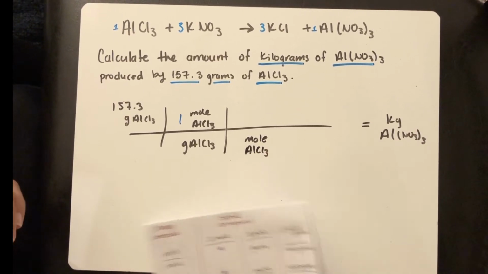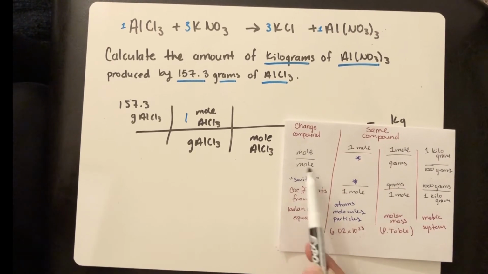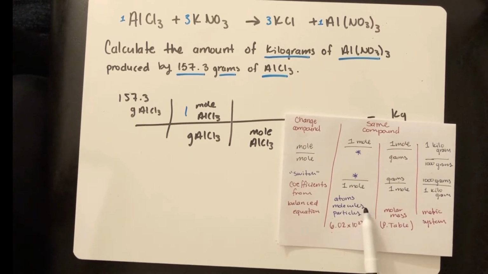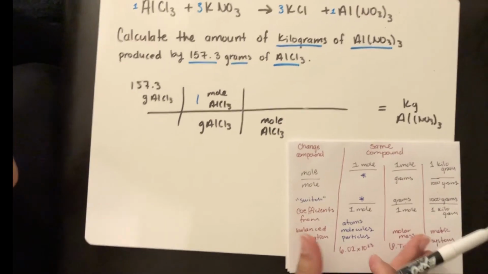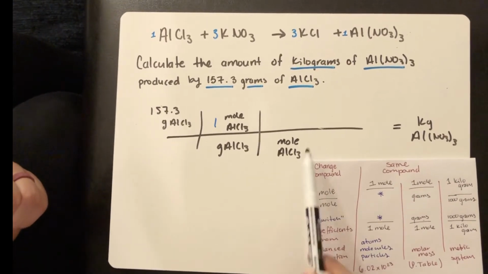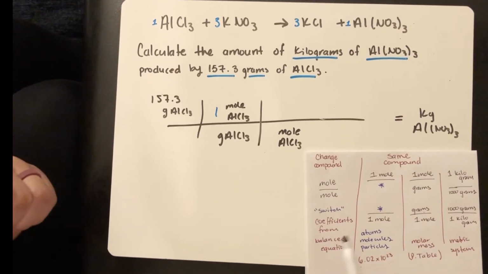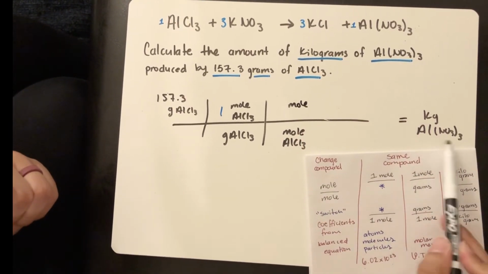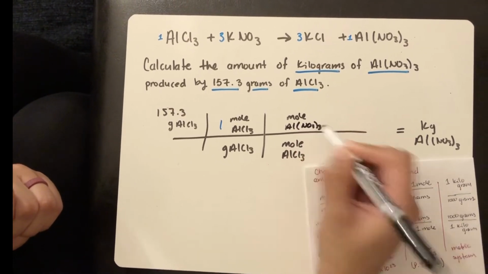So when we have mole at the bottom, we have options. We can do a mole over a mole so that we may have a switch, right? Change of compound. We could also have atoms, molecules, or particles, or we could even do grams. So remember, your number one priority is always to make that change. And we're gonna make that change at this point because we get mole at the bottom. And the question is asking us for a different compound, so we must do a switch at some point. So we're gonna write mole of that new compound, and that new compound is aluminum nitrate. So that's what we have.